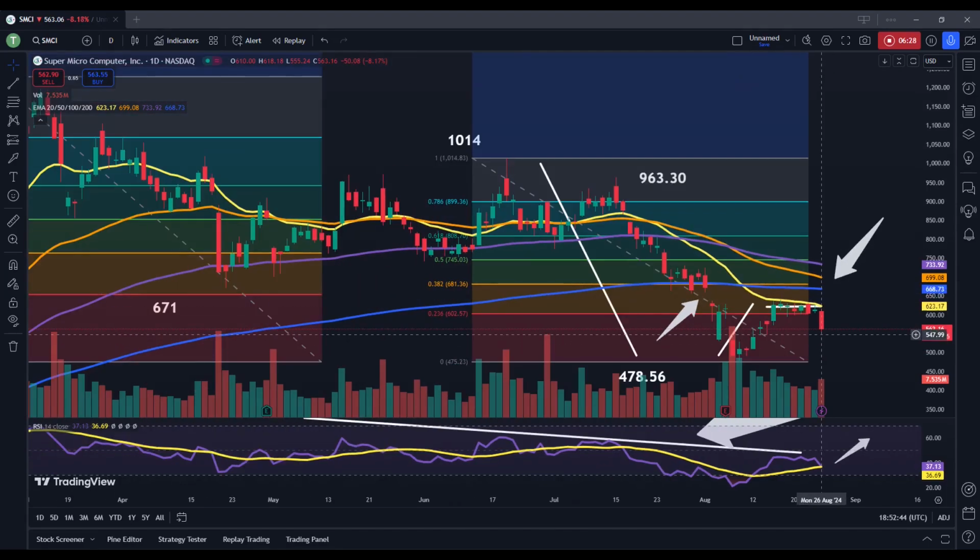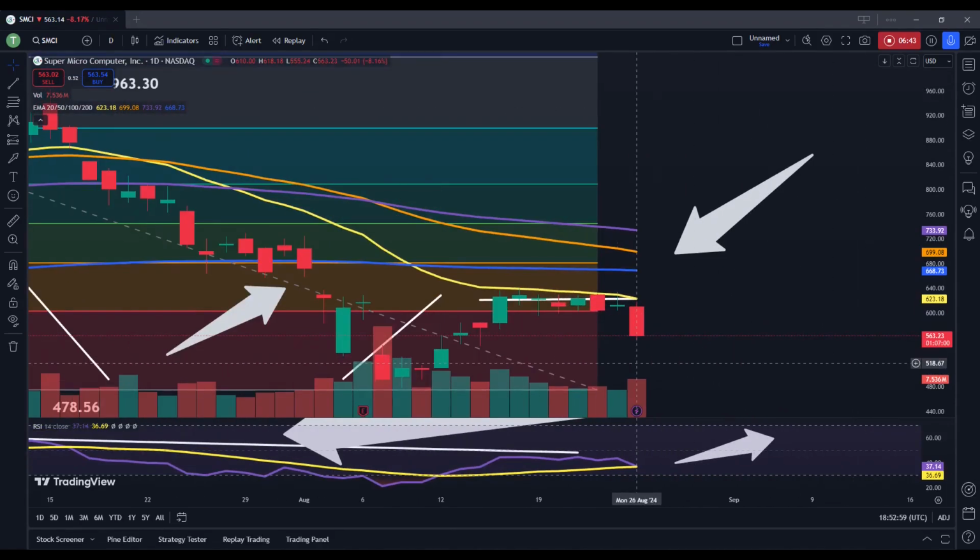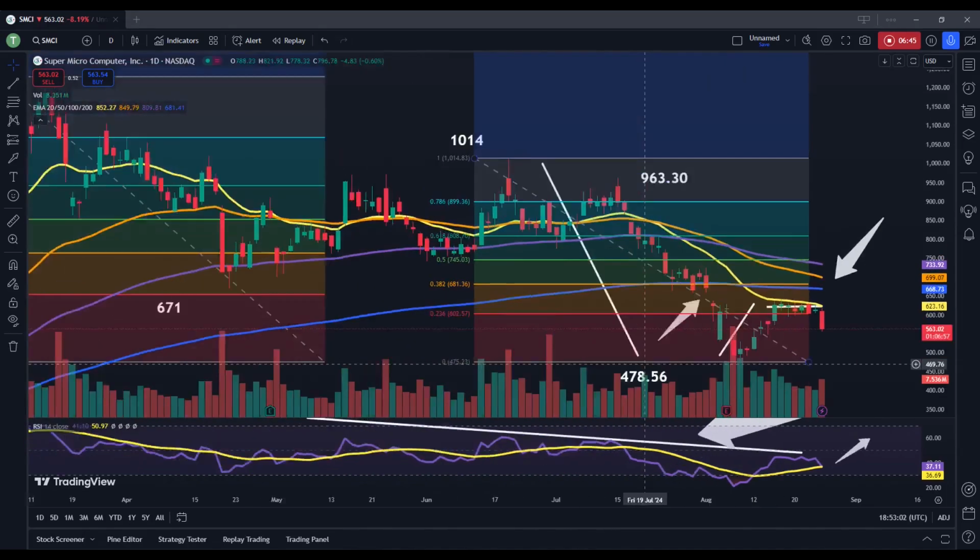Conversely, if we were to see sustained price movements lower here, I think you have to start to look at 547.50, because this does roughly match the price lows, which came in during the August 14 trading session. So this would be the next level of support that I would be watching to the downside.